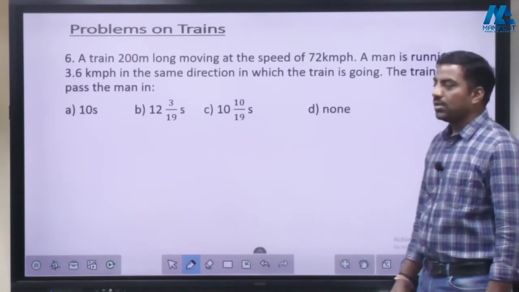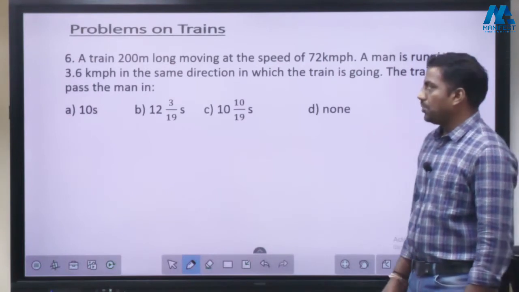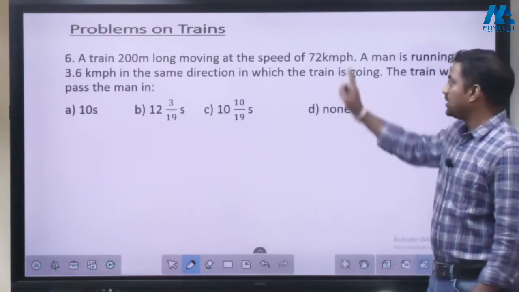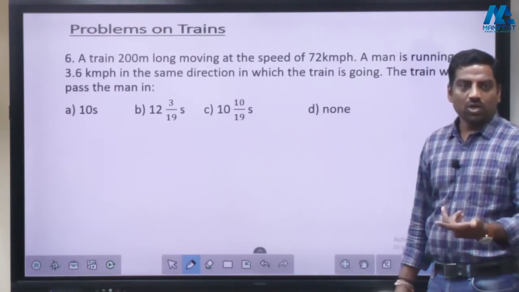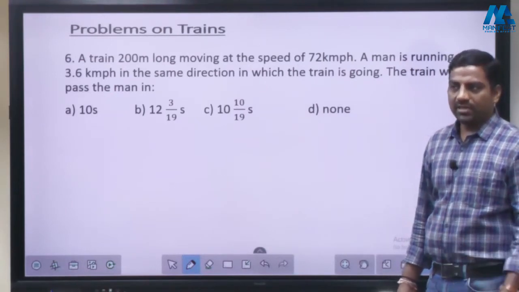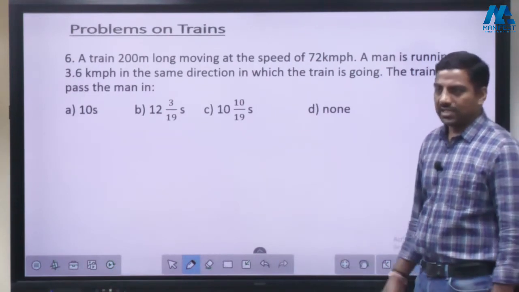Okay. A train 200 meter long moving at the speed of 72 km per hour, suddenly 200 meter and the speed is 20 meter per second. Yes, 200 meter long train, 20 meter per second. So time taken will be 10 seconds actually. But that is not our concern now.